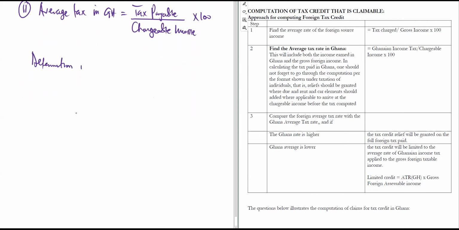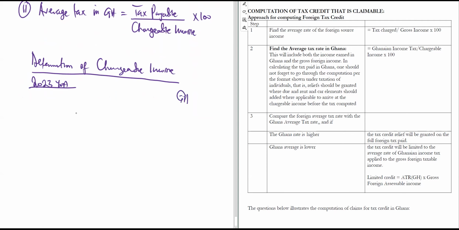So let's determine his chargeable income. Determination of chargeable income for AB, right? That's where we need to go first. So we get his chargeable income for the 2023 year of assessment, right? So let's get this, okay? So in that case, first of all, what was his domestic income? His assessable income from Ghana. How much was his assessable income from Ghana? How much did he earn from Ghana? 500,000. He earned 500,000, okay, nice.